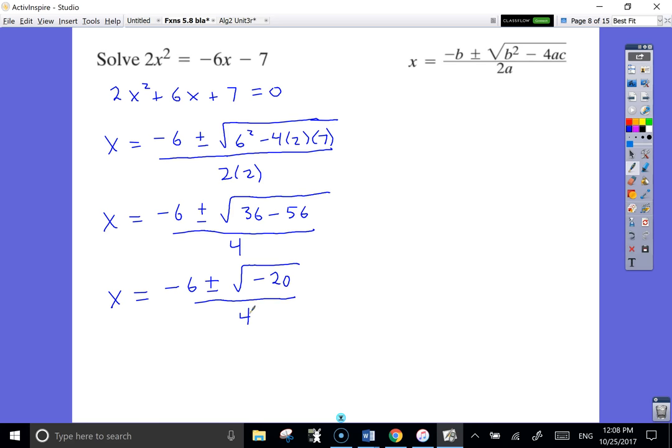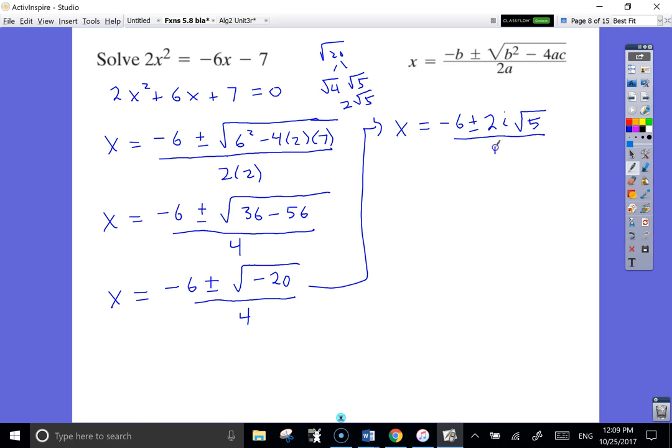Okay, so now it looks like we have to take the square root of a negative 20. So what kind of answers are we going to get here? When you take the square root of a negative number, you get an i. So it's going to be imaginary here. So x equals negative 6 plus or minus, the negative comes out as an i, right? The square root of 20, you can split up into the square root of 4 times the square root of 5, which is 2 times the square root of 5. So this thing here is 2 times the square root of 5 all over 4.